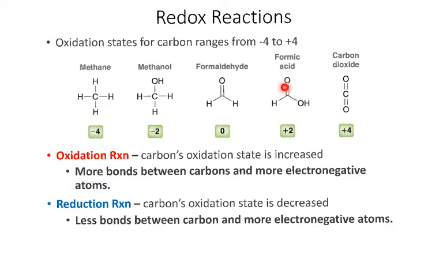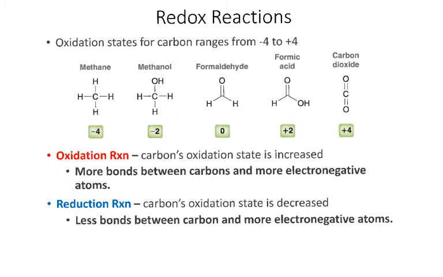If I go in the opposite direction, when carbon's oxidation state is decreased, that's a reduction reaction. That means the carbon is effectively gaining electrons. Now, we don't always have to go through and calculate the oxidation states to see whether a reaction was an oxidation or reduction or neither. We can do it qualitatively, right?